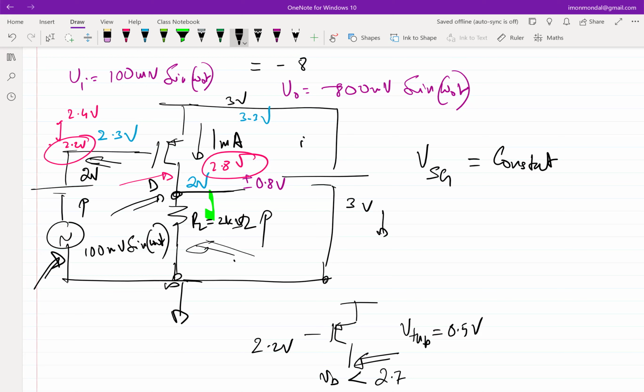Your biasing is getting affected, right? If you just take this RL of 2 kilo ohm out and put 4 kilo ohm, you see the transistor is not even in saturation. Because in order to keep it in saturation, to keep the same current, this voltage has to be then 4 volts. And naturally, nothing is going to work.